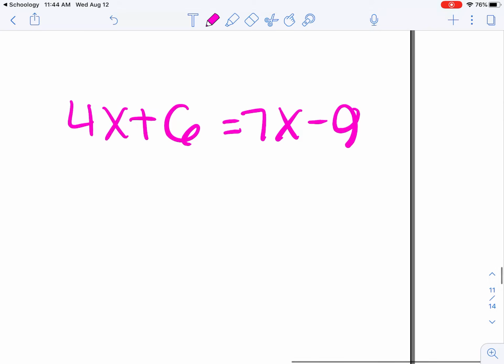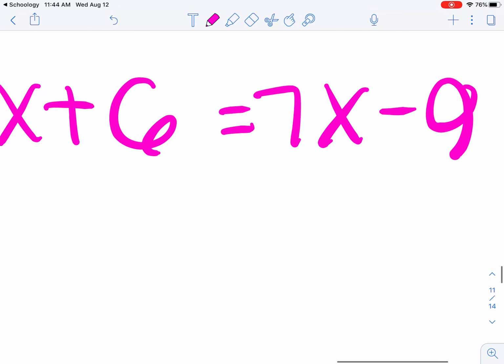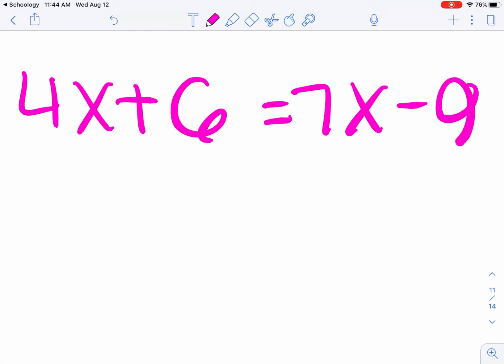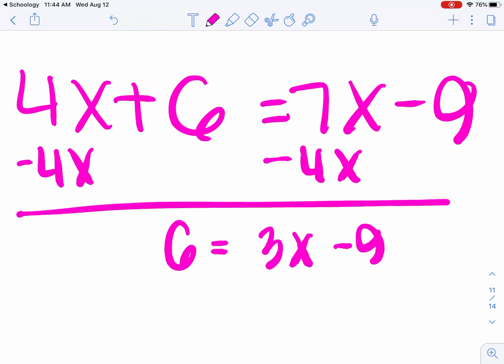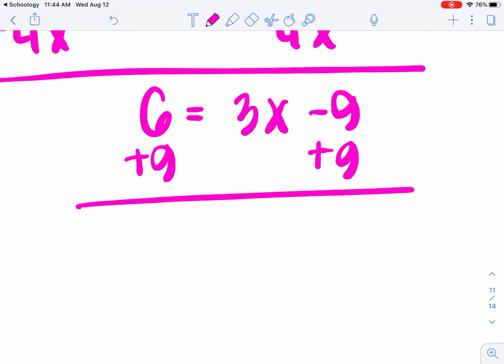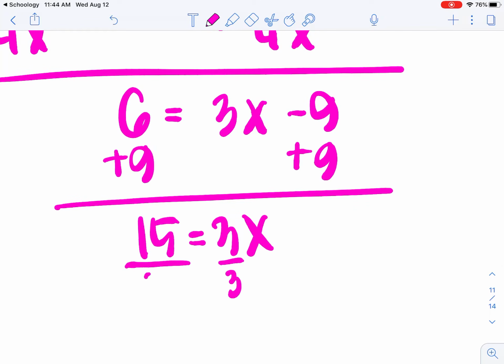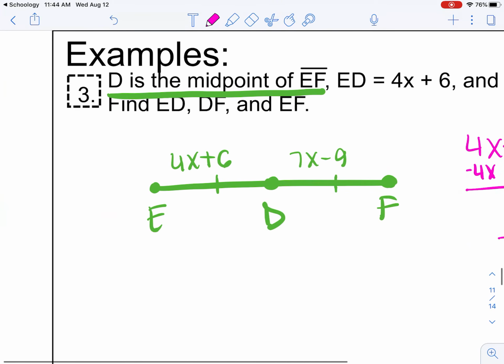Okay? All right, now I need to solve this. Left-hand side. Any like terms? No. Right-hand side. Any like terms? No. Need to solve for x. First, I need to get x on one side of the equation. So I'm going to subtract 4x from both sides because 7x is more. 6 equals 3x minus 9. Got to get rid of that minus 9. So I'm going to add 9 to both sides. 15 equals 3x. Divide by 3. x equals 5. All right, did I ask you for x? Nope. I asked you for ED, DF, and EF.